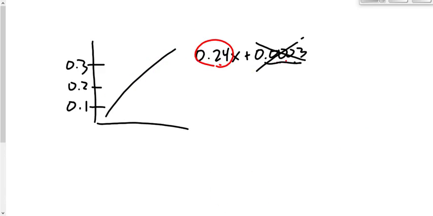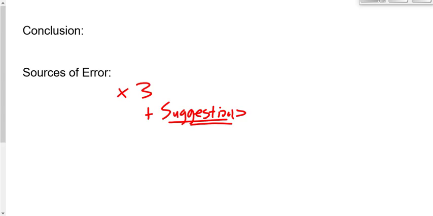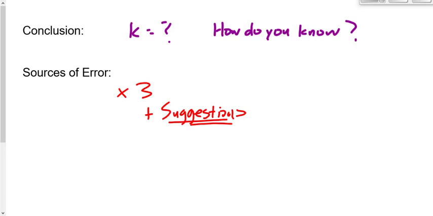Next comes your conclusion. Your conclusion, of course, is, well, what did you find? The value of the spring constant is whatever, and then how do you know? So justify it, essentially. This is the value of the spring constant, 25 newtons per meter. This is known because the inverse of the slope of a displacement versus force graph gave me this.